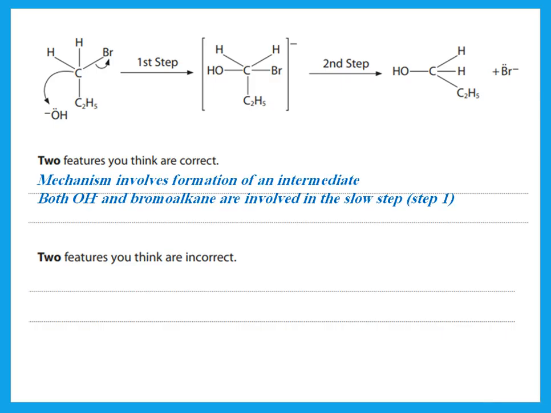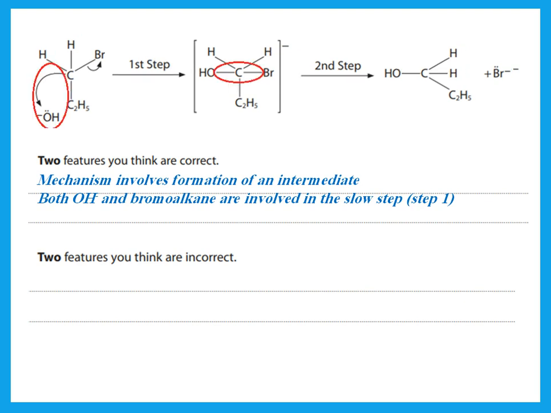What is correct about it? The mechanism involves formation of an intermediate. Yes, so this is correct. We need an intermediate. Both OH minus and bromoalkane are involved in the slow step. But what is wrong about this mechanism?